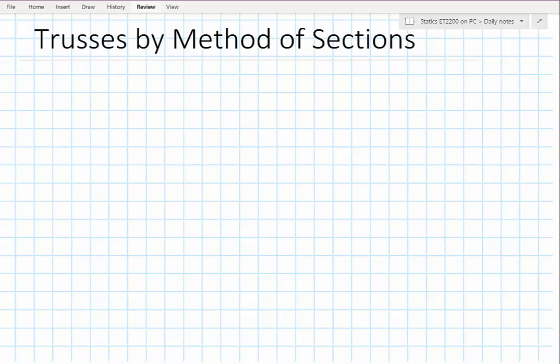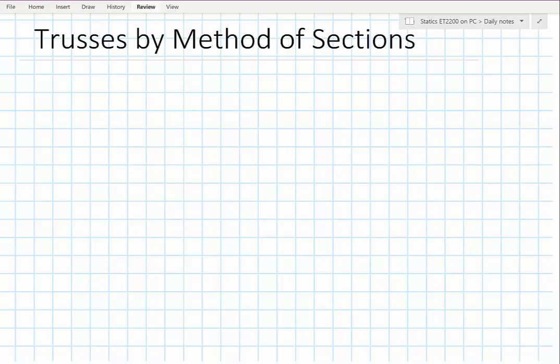Okay, welcome back. In this video, we are going to continue our discussion on analyzing trusses. Last time we did method of joints. This time we're going to do method of sections. The difference here really is with method of joints, you're looking for the force in every single member, or typically a member really close to one of the reactions.